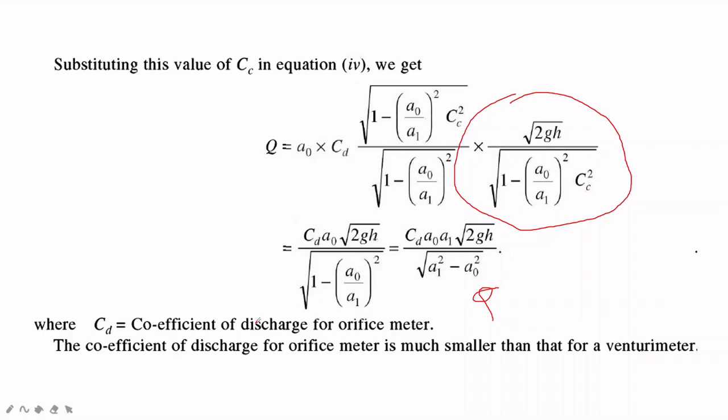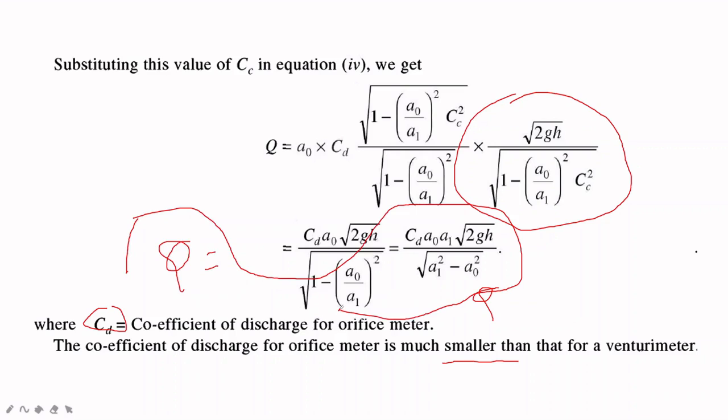So CD is the coefficient of discharge for the orifice meter. This coefficient of discharge for the orifice meter is much smaller than that of the Venturi meter. So this is the expression for Q, which we should remember in the case of the orifice meter: CD into A naught A1 into root 2gh divided by square root of A1 square minus A naught square. So just derive it once, twice, thrice, you write it, so you will get the terms.